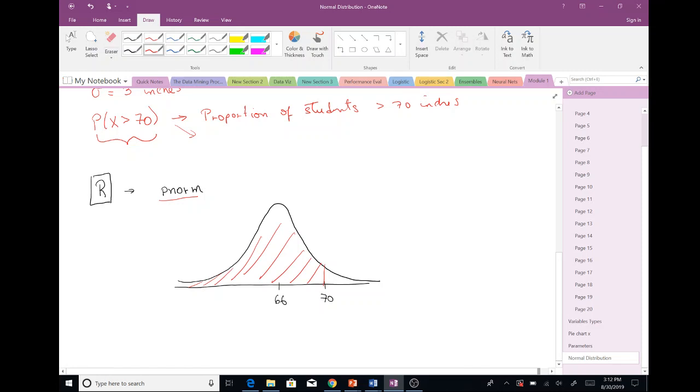You can actually get this probability by doing 1 minus the pnorm value that you're going to get of 70, with a mean of 66 and a standard deviation of 3. Or you can also do something within the pnorm function to just give you that upper tail. We're going to go ahead and do that in R in just a couple of minutes. But this is an important example to understand the cumulative distribution function of the normal distribution.